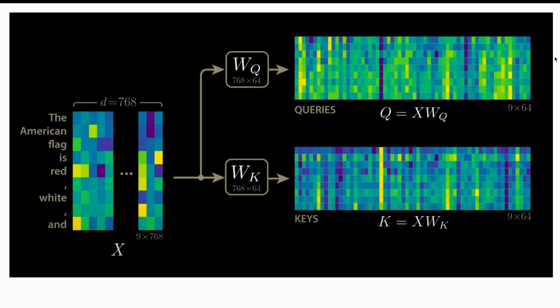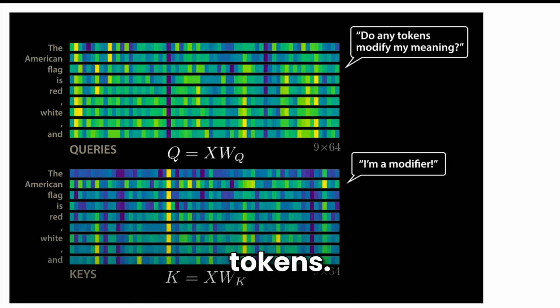And this is simply represented by a matrix because it is easier to represent as well as easier to do multiplication. But think of these in terms of individual vectors, the query vectors and the key vectors of each of the tokens. And to give an example of how these are supposed to intuitively work, let's say one word like American probably has a key which represents the fact that I am a modifier. And imagine the word flag, it queries something along the lines of, do any tokens modify my meaning? Okay. So here are the list of queries, here are the list of keys.